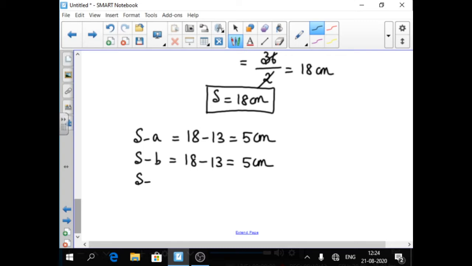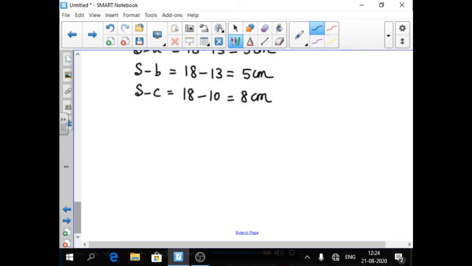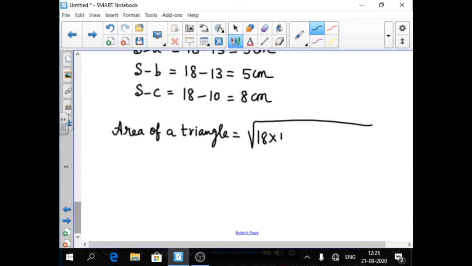Then S minus C is equal to, here what is C value? That is the third side, 10. So 18 minus 10 is equal to 8 centimeter. So now we found the values S minus A, S minus B, S minus C. Now we are going to apply the values in the area formula. Okay, so area of a triangle, we already wrote the formula, so you can apply it directly. S is equal to 18, 18 into 5 into 5 into 8.